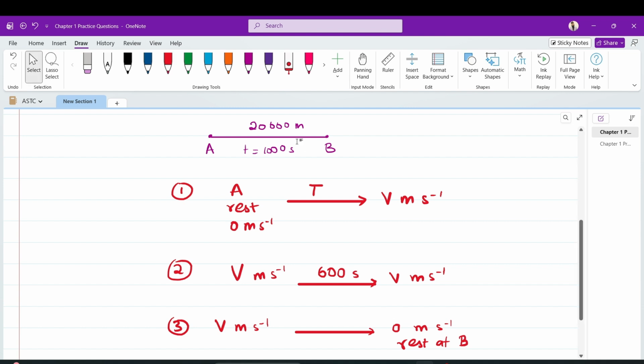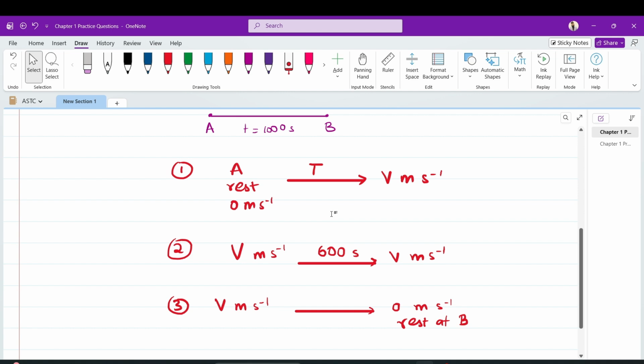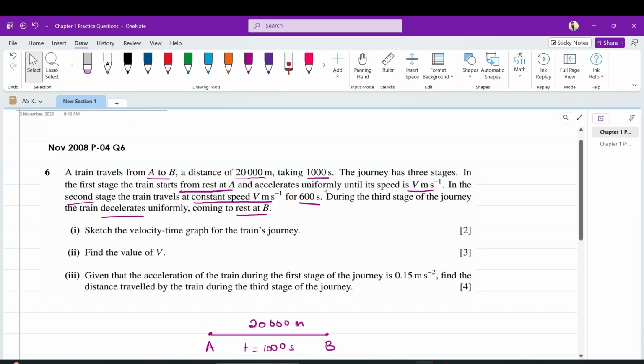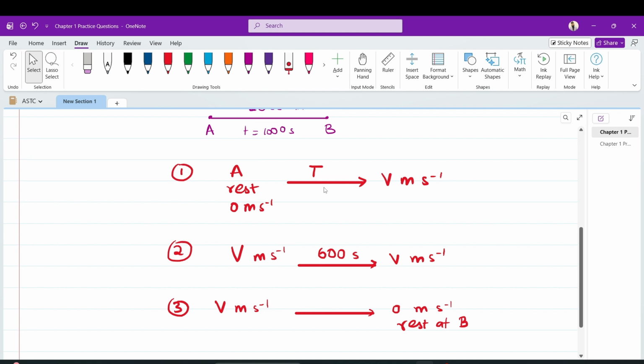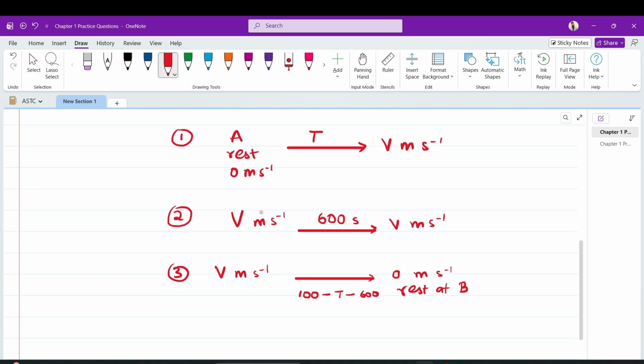Now, how much time is this going to take? We know that the total time taken is 1000 seconds. Out of 1000, if I subtract t and if I subtract 600, whatever remaining time there is will be the duration for the third stage of the journey. So I'm going to write down 1000 minus t minus 600. That gives us 400 minus t, 400 minus t seconds. Now that's all that I know.